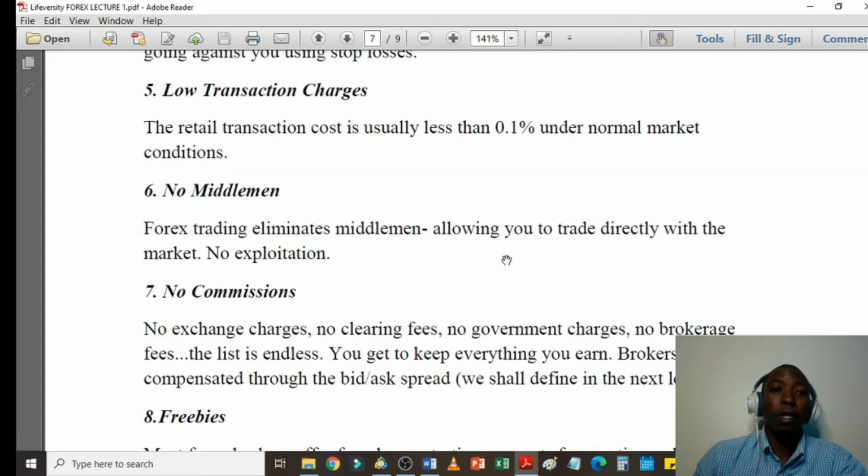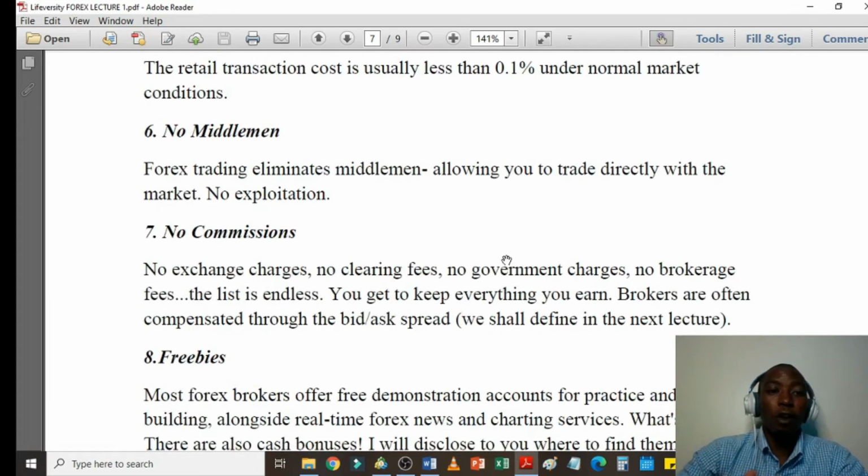Number 6, no middlemen. Forex trading eliminates middlemen, allowing you to trade directly with the market. No exploitation. You know, with middlemen comes exploitation, but now in the forex trading market, we don't have middlemen. So it's you and the market. You trade directly with the market. You are only linked to the market by an organization we call a broker to ensure that you trade the market just like big financial institutions, billionaires, and much more.